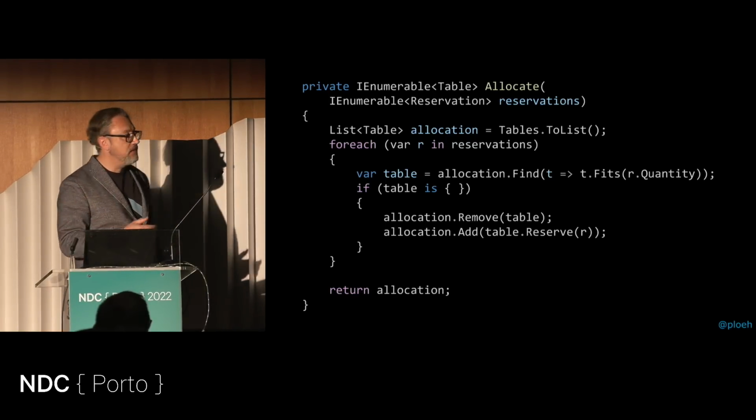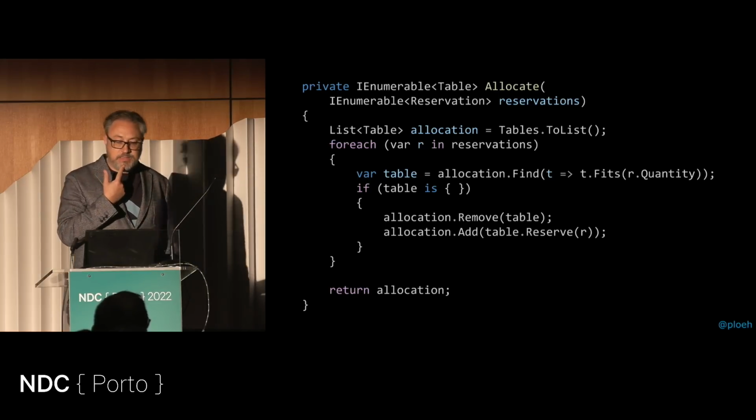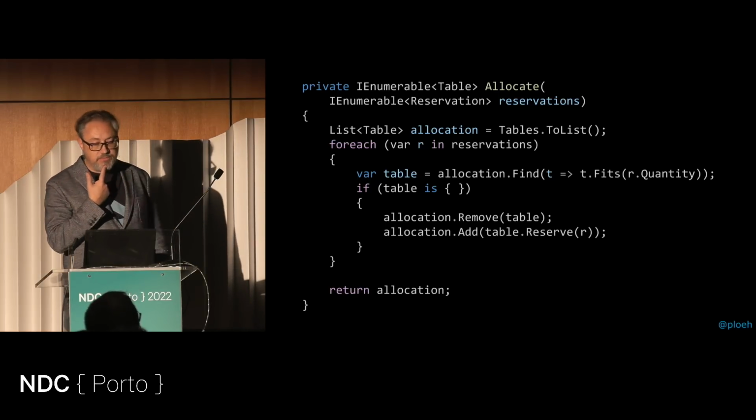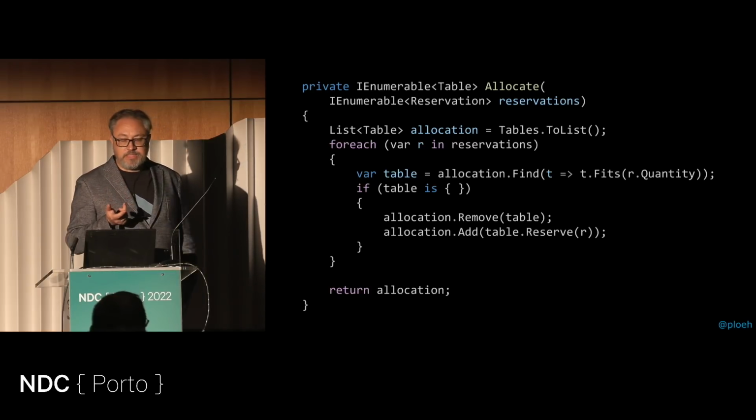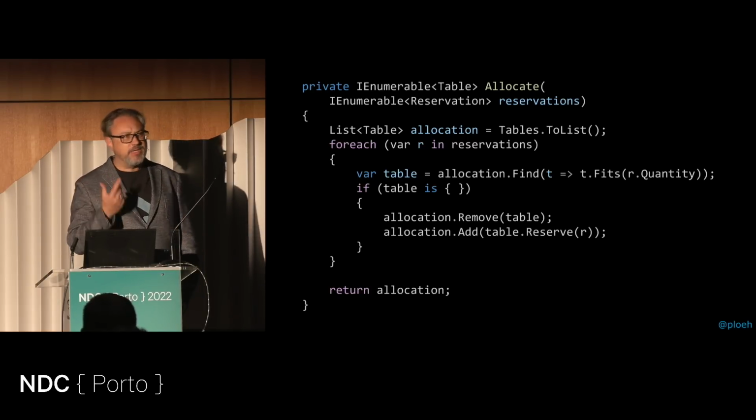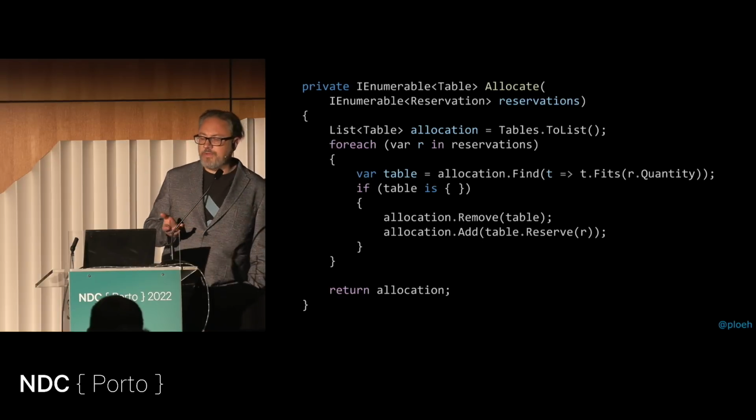So you'd say, okay, this is a method called Allocate. It takes some reservations as input. I don't really know what a reservation is, but maybe I can figure that out later. It returns an IEnumerable of Table. I don't really know what Table is either, but I can probably figure that out if that turns out to be important.